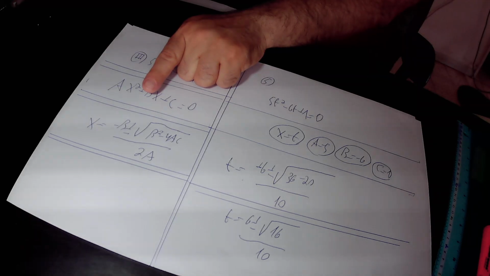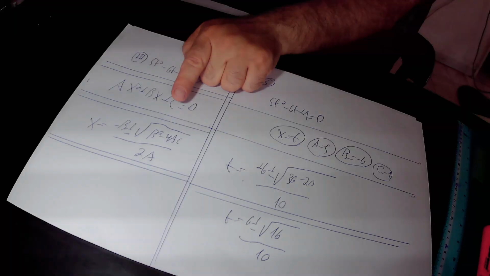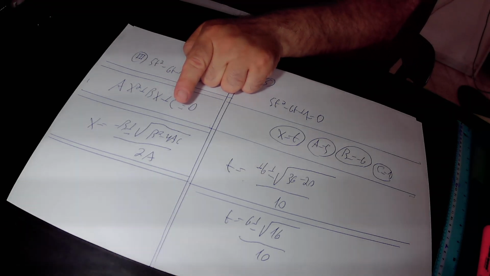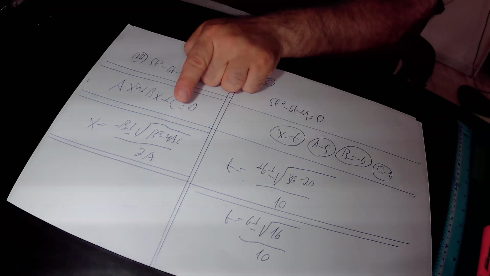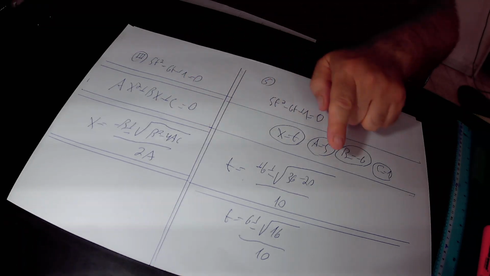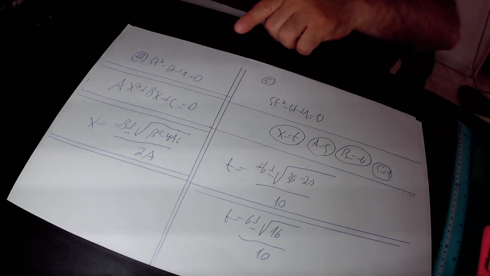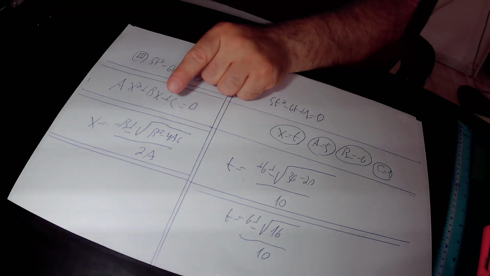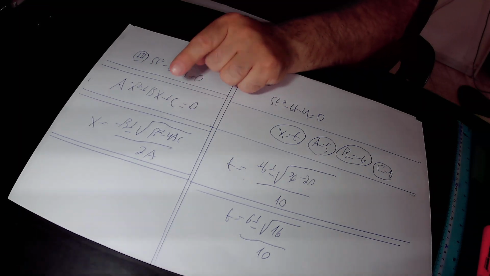b is minus 6, therefore minus b is plus 6, plus minus the square root of b squared. b is minus 6, therefore b squared is 36, minus 4 times a. a is 5, so minus 4 times 5 is minus 20, times c. c is 1, so minus 20 times 1 is minus 20. So inside the root we have 36 minus 20, divided by 2a. a is 5, so 2 times a is 2 times 5, that is 10.